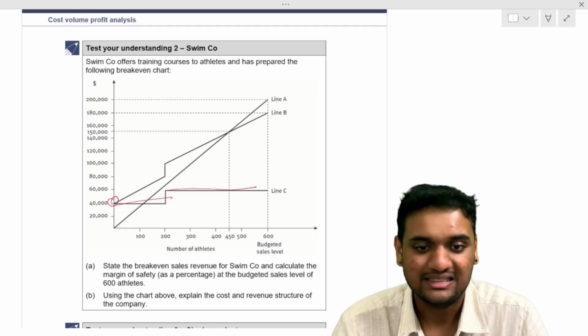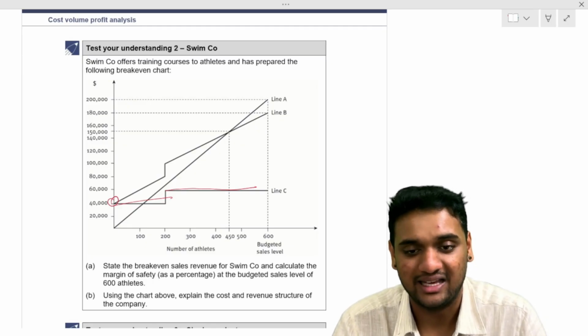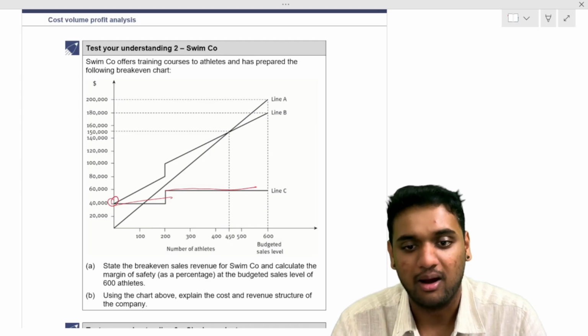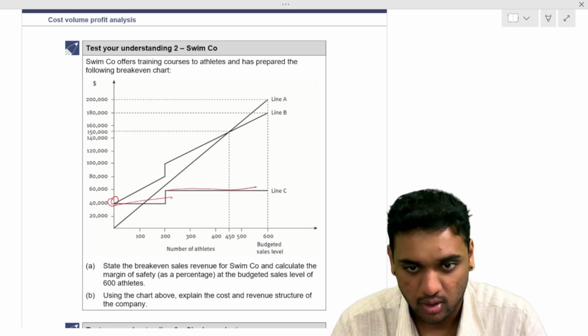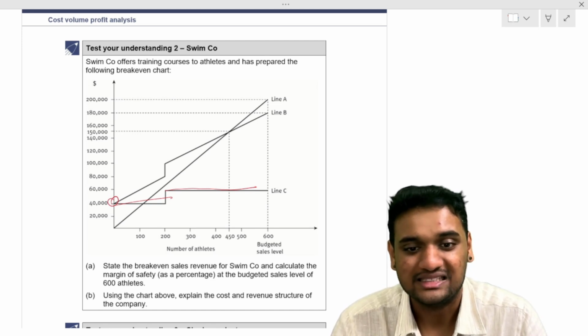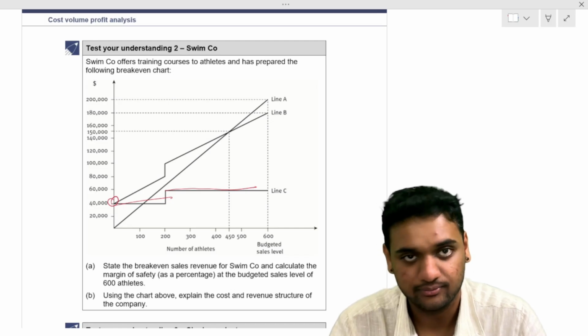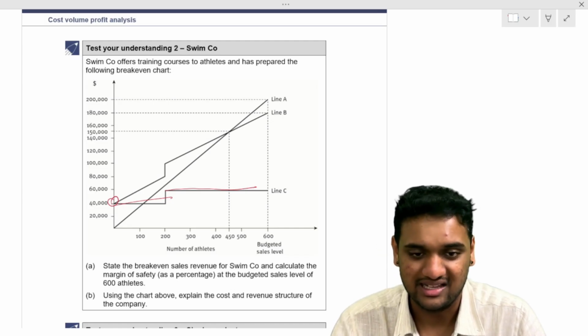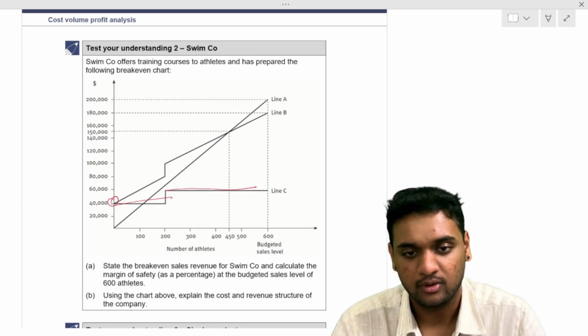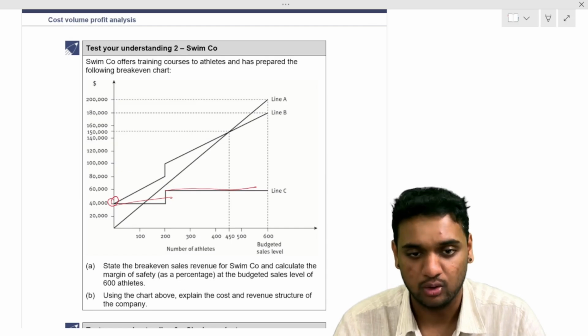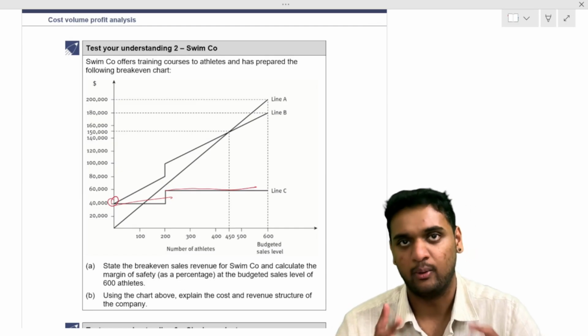What are they asking? State the break-even sales revenue. Calculate the margin of safety as a percentage at the budgeted sales level of 600 athletes. Budgeted sales level: 600 athletes. They are asking two things. Calculate the break-even sales revenue. Calculate the margin of safety as a percentage. One by one we will go.